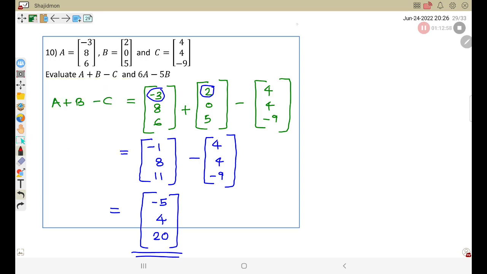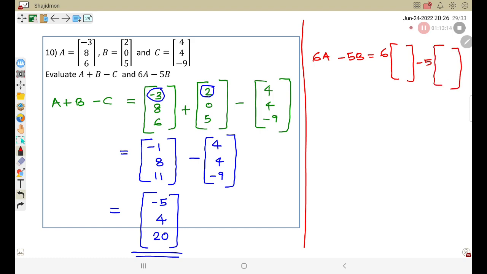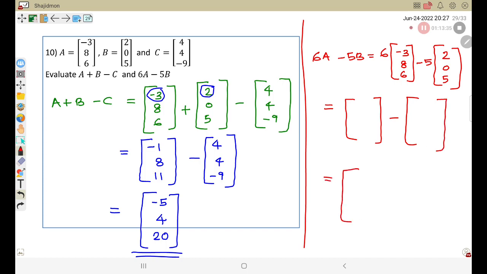Now one more question is there in question 10, the B part: 6A minus 5B. So 6 multiplied by A matrix, minus 5 multiplied by B matrix. Correct? What is A matrix? You can write minus 3, 8, 6, minus 5 multiplied by B matrix 2, 0, 5. So when we are calculating, first we calculate 6 multiplied by that matrix, then minus 5 multiplied by that matrix, and then you will get the answer.